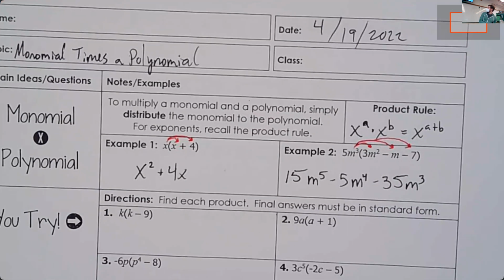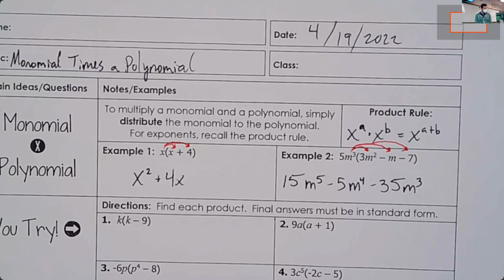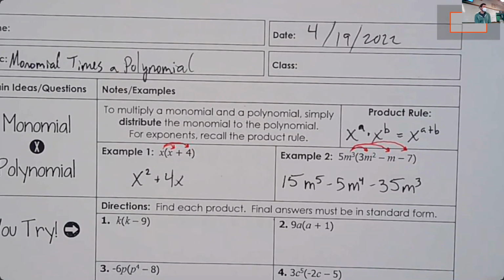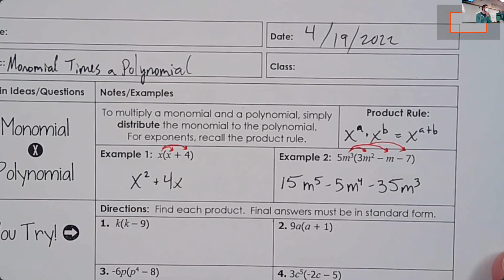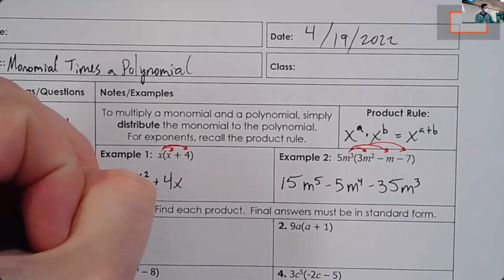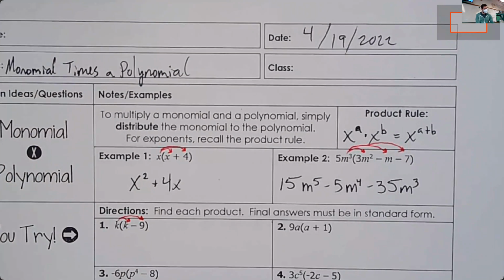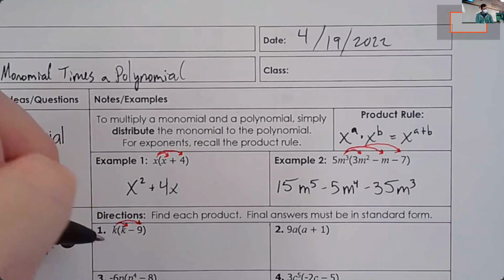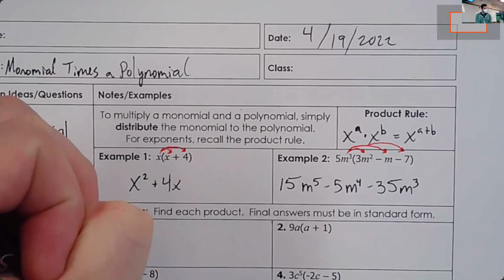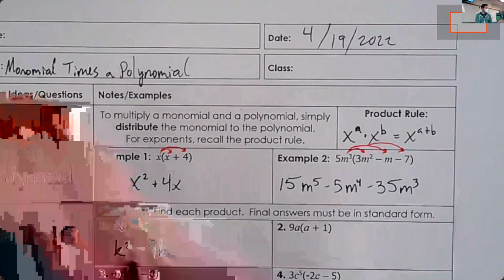So moving on down here. Problem number 1. K times k minus 9. Who can tell me what that's going to be? K times k minus 9. What's our answer going to be for that one? K squared minus 9k. Good. K times k is k squared. K times negative 9 is minus 9k.